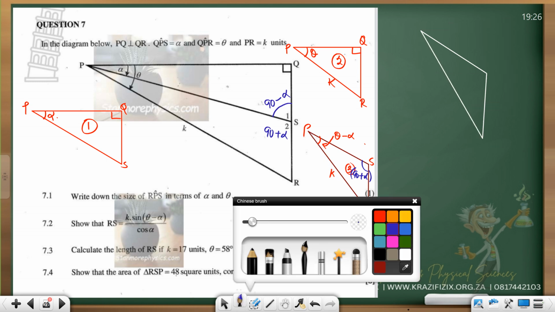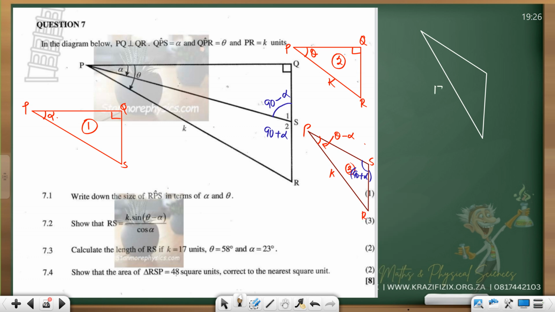Do we have K? Yes. What is K? 17 units. This is S, this is P, and this is R. What do we know? P is, what is 58 minus 23? 25. 25 degrees. We know S. 90 plus 23, 113. We know SR. We got SR just now. What was SR? 10,59. Yeah.